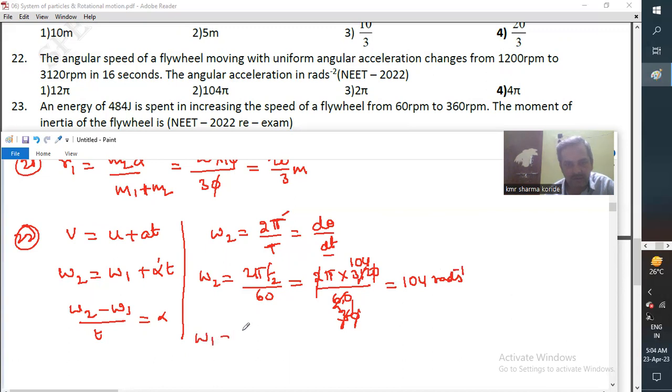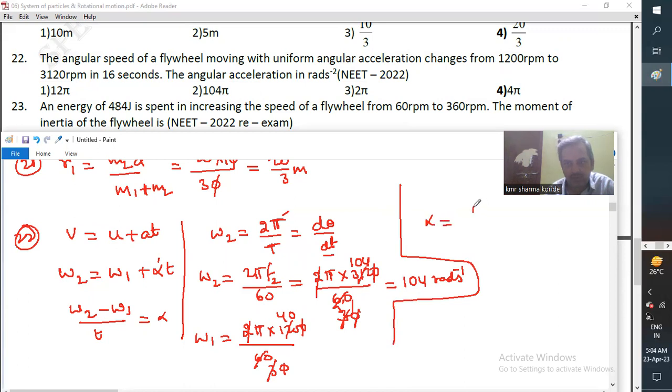Similarly, try to find omega 1. Same process, 2 pi f1. How much is f1? 1200 divided by 60, so this is going to be 30. The 0 cancelled, then this is 40. Now put the values in the formula. Alpha is equal to 104 minus 40 divided by 60. So this is 64 by 16. The answer is 4 radian per second squared.